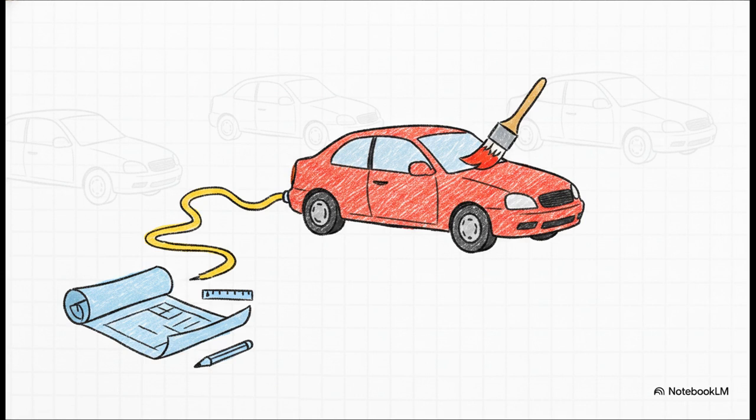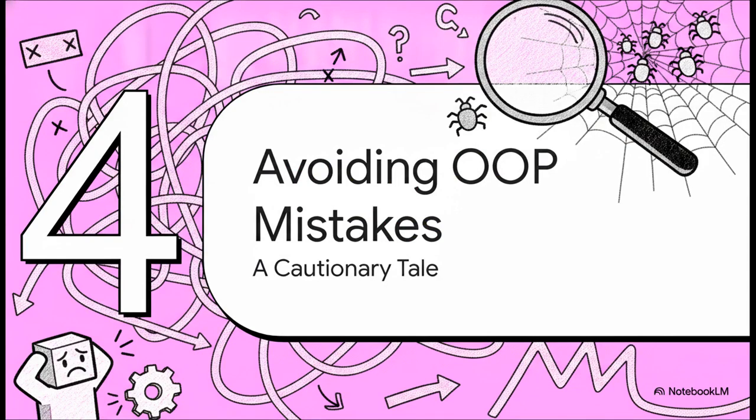And here's a fun fact. Self isn't even a strict required keyword in Python. It's purely a naming convention. You could technically use any word like this or me, but sticking to self makes your code readable to other developers. Section 4, avoiding common OOP mistakes.